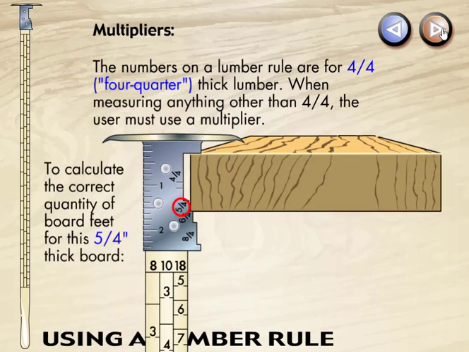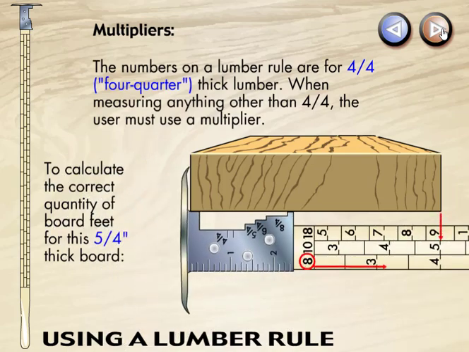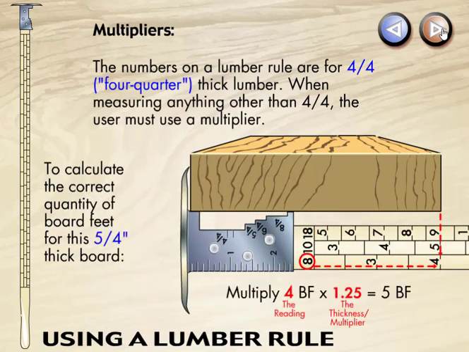The numbers on a lumber rule are for 4/4 thick lumber. When measuring anything other than 4/4, the user must use a multiplier. To calculate the correct quantity of board feet for this 5/4 thick board, you would multiply the reading, 4 board feet, times 1.25 to get a total of 5 board feet.